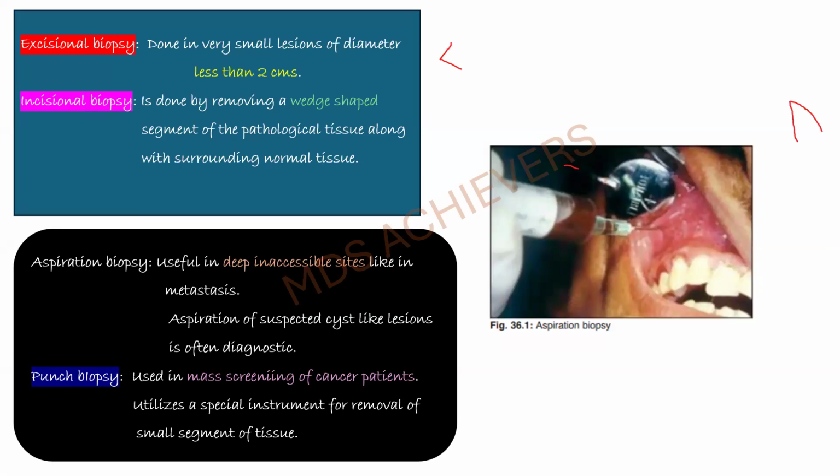Coming to the biopsies, there is the excisional biopsy and the incisional biopsy. Excisional biopsy is done in very small lesions of diameter less than 2 centimeters, whereas incisional biopsy is done by removing a wedge-shaped segment of the pathological tissue along with the surrounding normal tissue. The significance of this subject has to be remembered, because if we encounter any kind of tumors, cysts or lesions, then definitely we need to do the biopsy, because we have to determine whether it is a pre-malignant lesion or condition, or whether the tumor is benign or malignant, right?